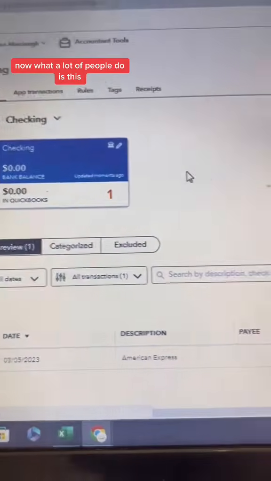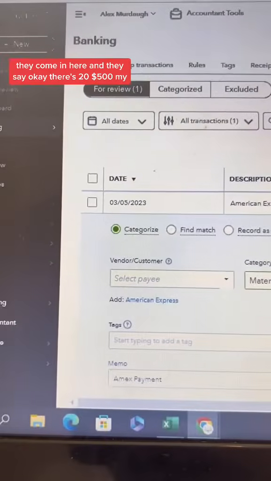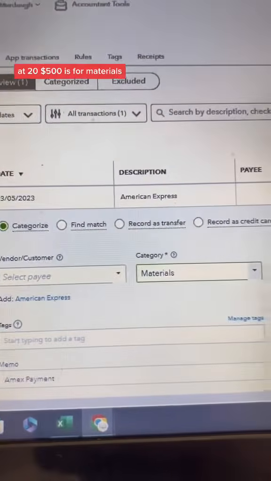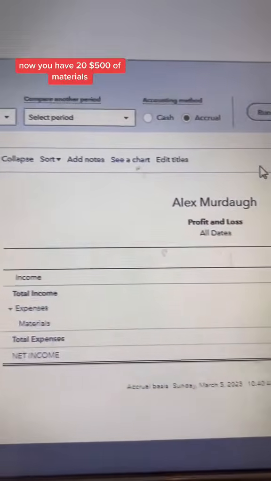Now, what a lot of people do is this. They come in here and they say, okay, this $2,500, let's say I'm a contractor, that $2,500 is for materials. So they're going to call it materials and they're going to move on. Here's what your profit and loss is going to look like now. You have $2,500 of materials, but that's not how it works.